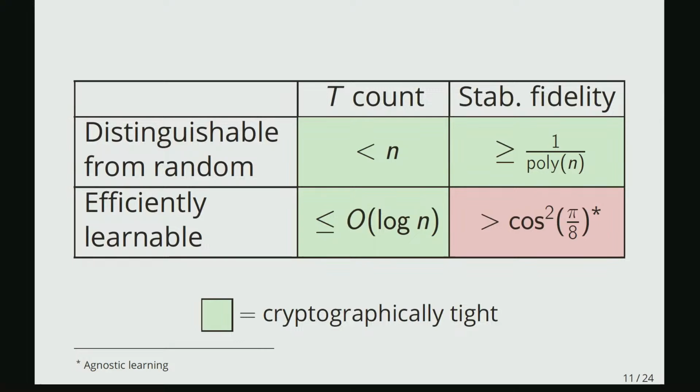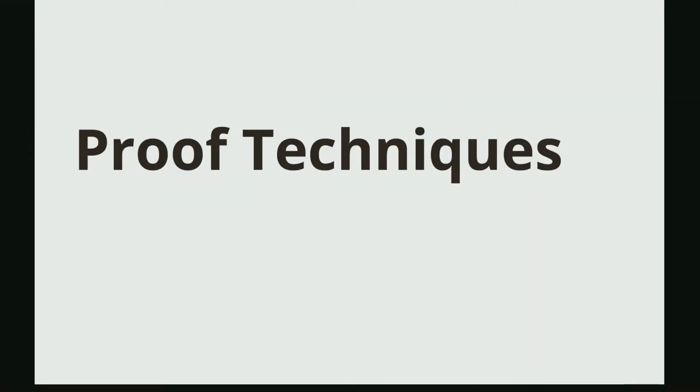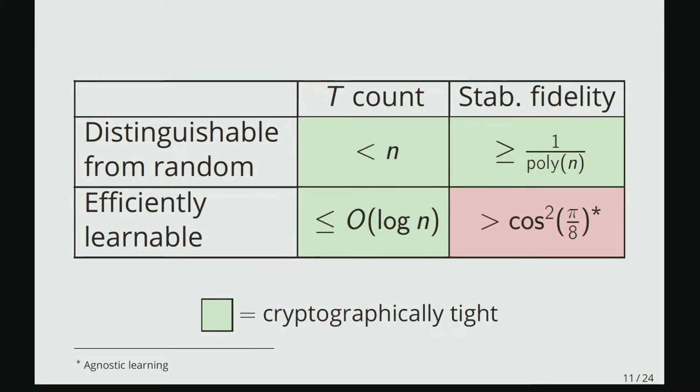Any other questions about this? Okay, good. That about sums up everything I wanted to say about the results. In the rest of this talk, like I said, I'll mostly be focusing on the proof of the results in this second column concerning the T count. So basically, efficient learnability you only get when you have a large overlap with some stabilizer state.